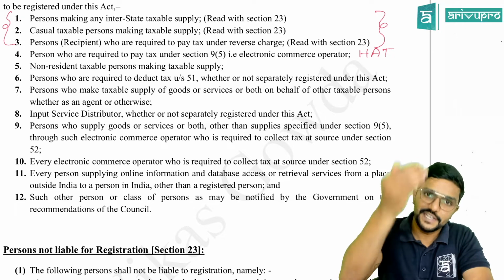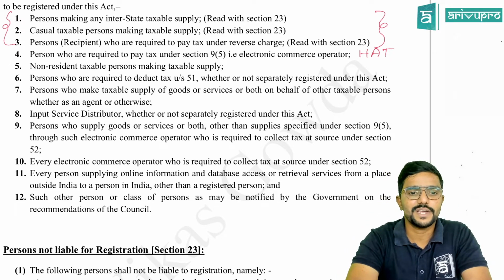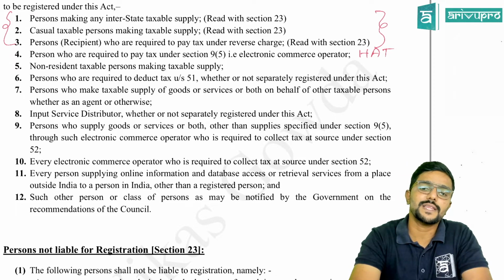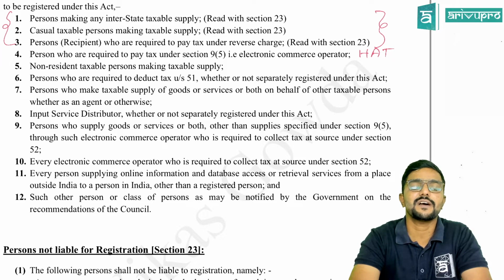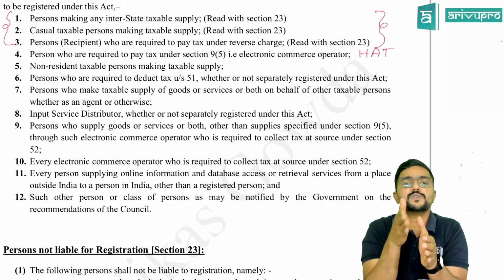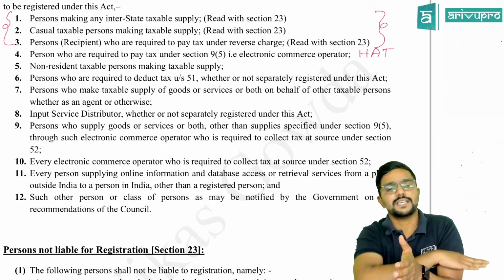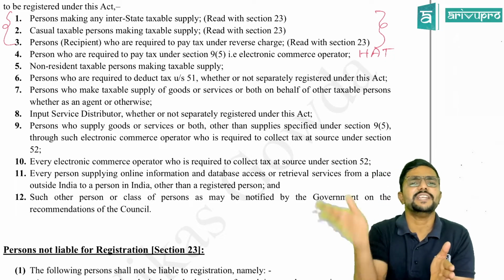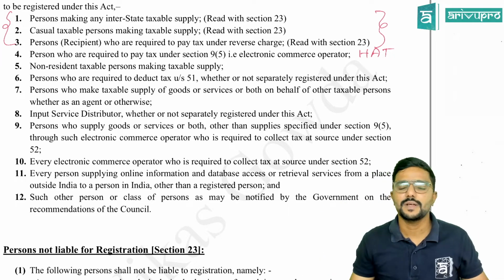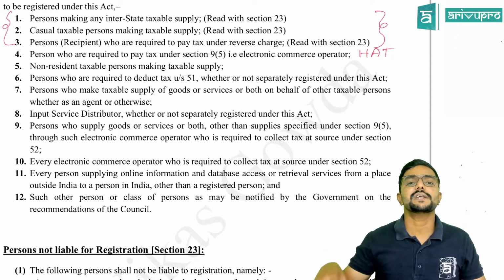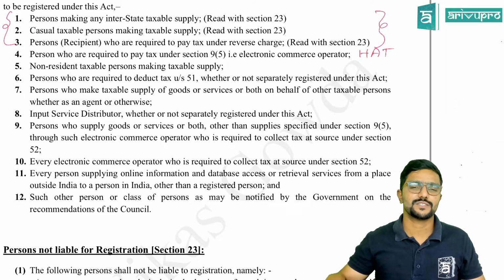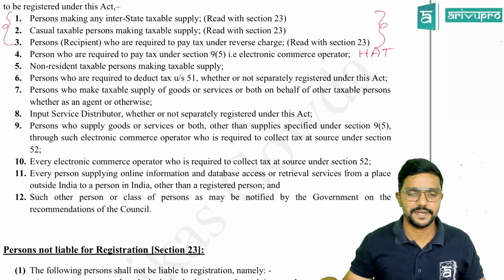They are talking about TDS under CGST. Okay, sir. Next, persons who make taxable supply of goods or services or both on behalf of other taxable person, whether as an agent or otherwise. Means if you are supplying the goods or services on behalf of others as an agent or in any name, intermediary, we call it by different names, they should get registered. The traders or the agents should get registered. Agents we call them, or intermediaries.